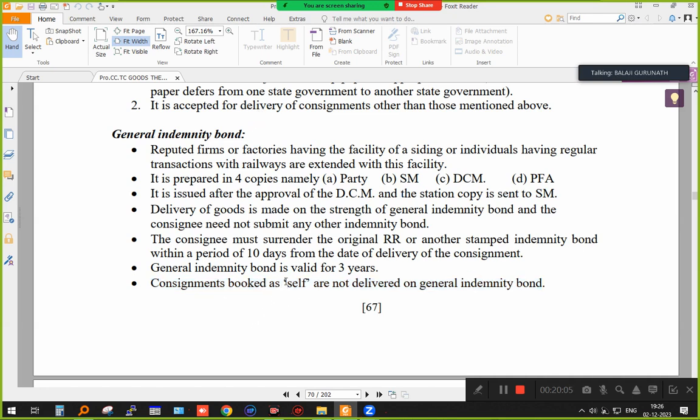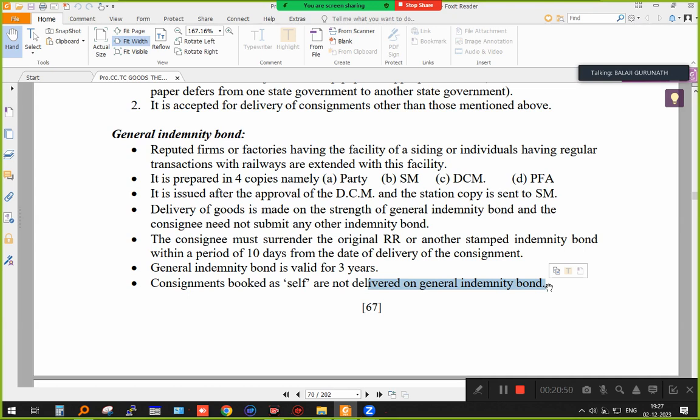So when it is booked to self, on a general indemnity bond, delivery is not given. Why? Because a general indemnity bond is given by some particular consignee, and self is an unknown person. Exactly. The consignments booked as self are not delivered on a GI bond for the simple reason that self is the person who is the owner of that particular RR. So if it is self, then the question of an indemnity bond does not arise.